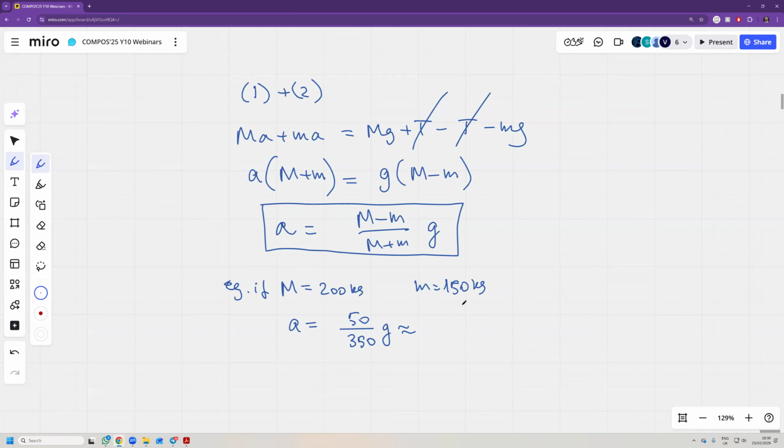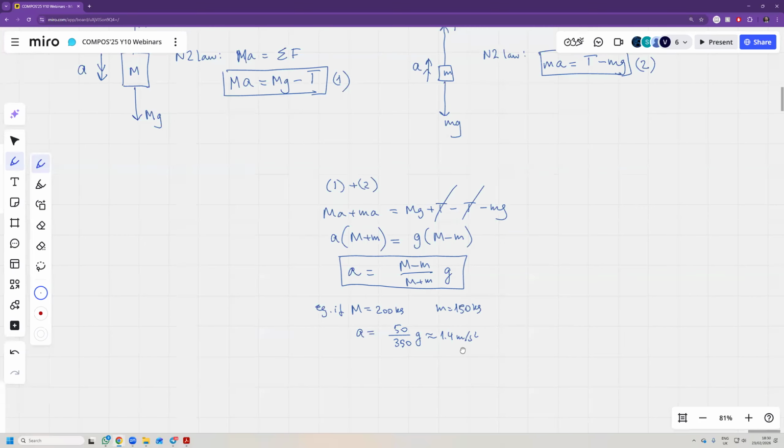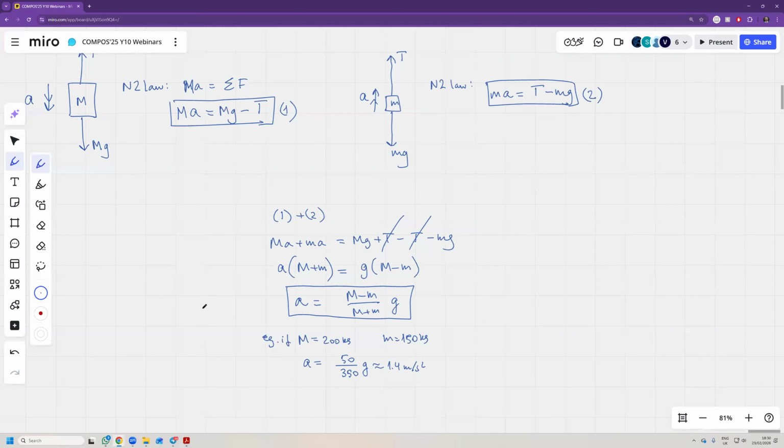What's 1/7 of g? 9.8 divided by 7 is 1.4 meters per second squared. So you could calculate the acceleration, but this is the answer.